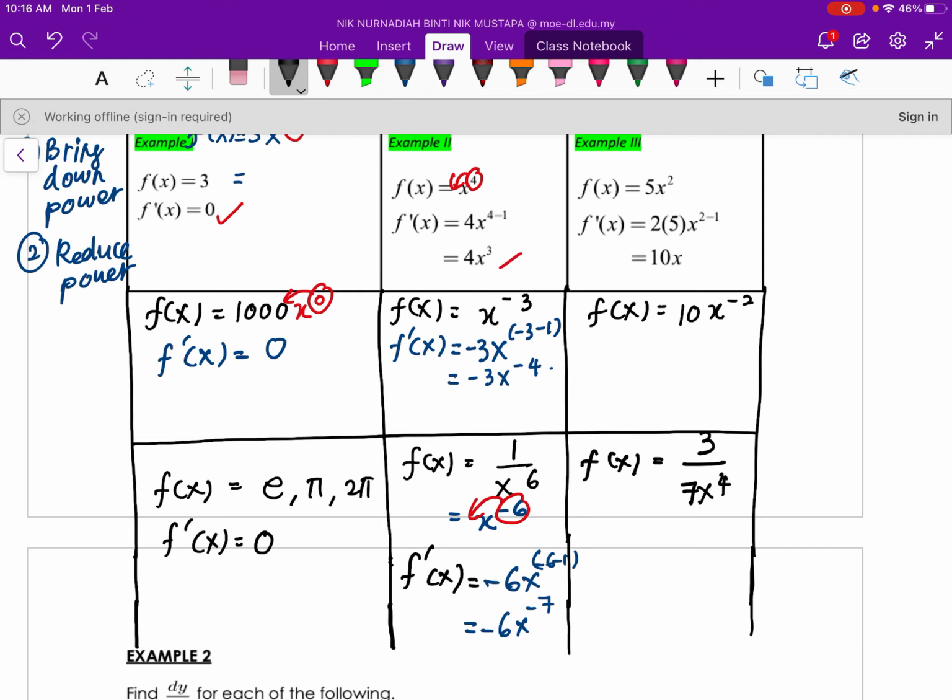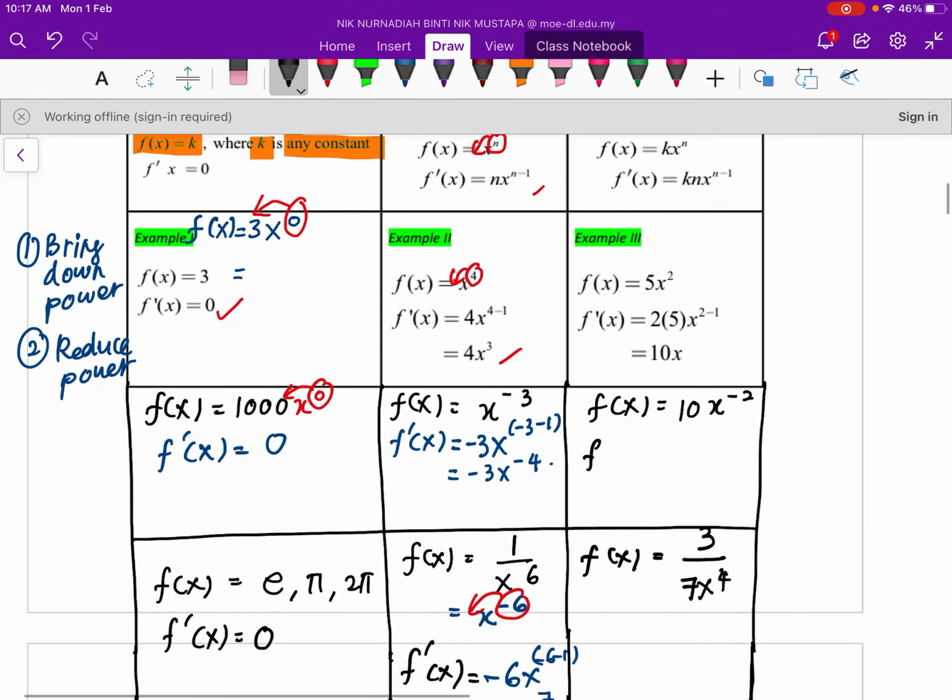Okay, sebab differentiation ni dia banyak problem. Differentiation only untuk same ni, and then differentiation, integration pun ada dia punya special step juga. So banyak step yang awak kena ingat. So we try to make it easy for you to remember. Kita cubalah. For this basic step, bring down power, reduce power. Just 2 basic steps.